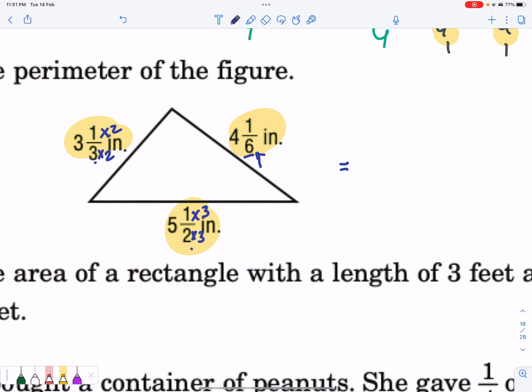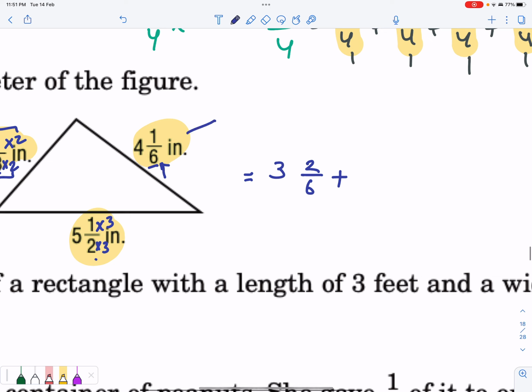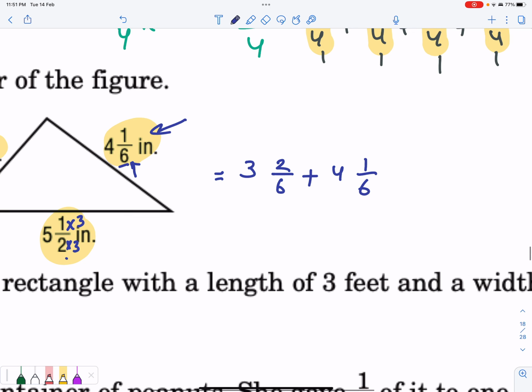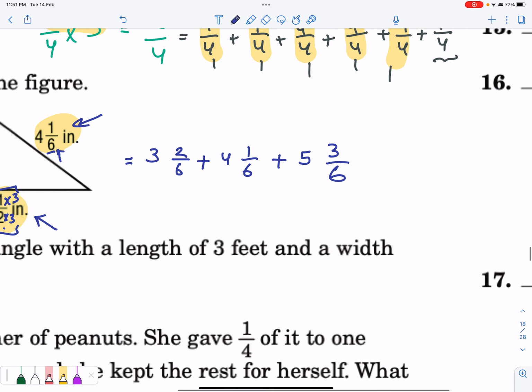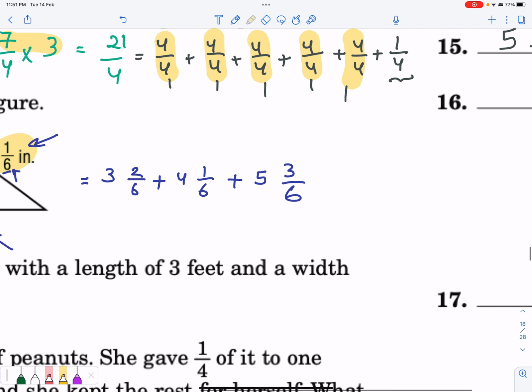The first one will be the whole number 3, the same. Here 2 times 1 is 2 over the common denominator 6, plus that fraction the same, 4 and 1 over 6, plus that fraction 5 whole number, and 1 times 3 will be 3 over 2 times 3, 6. So now you have the same denominator. You can just add the whole numbers and add the fractions. So 3 plus 4 plus 5.